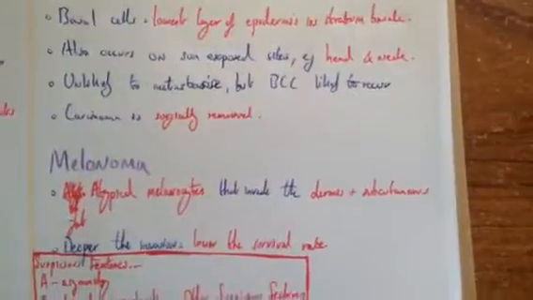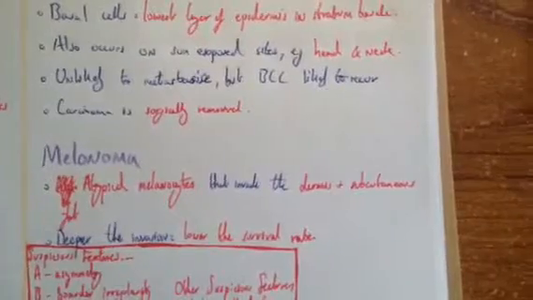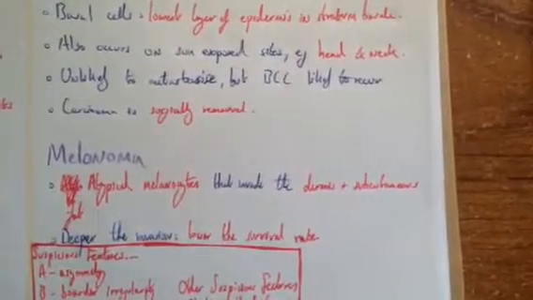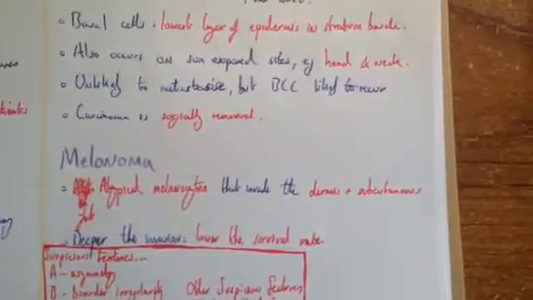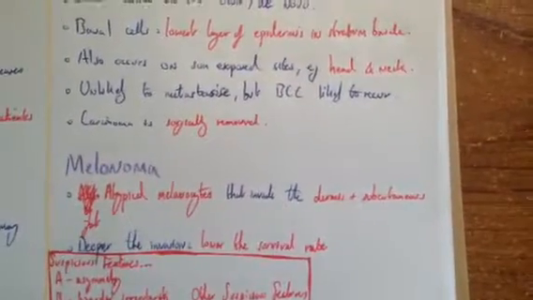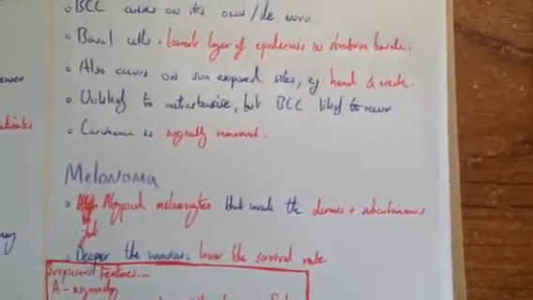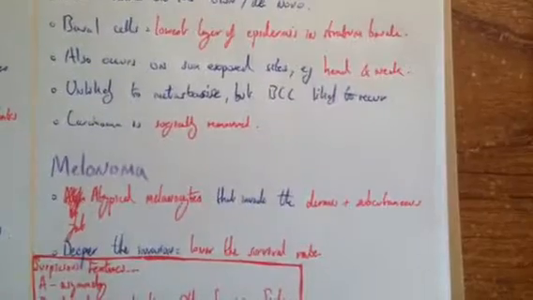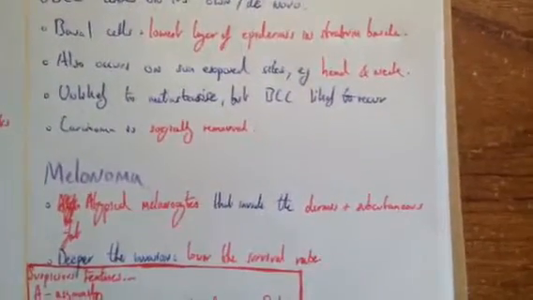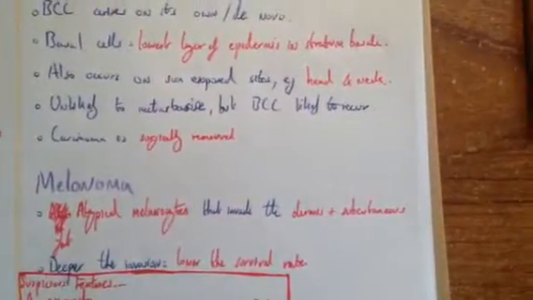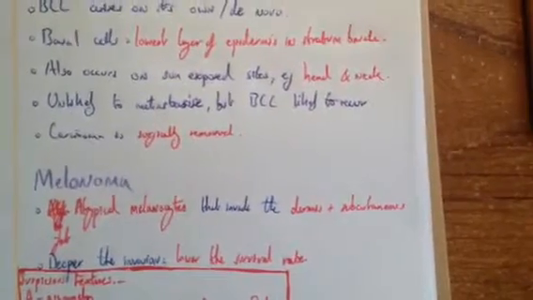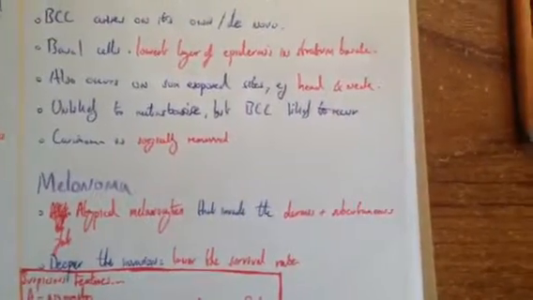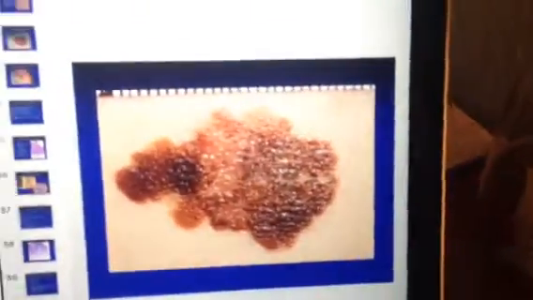Melanoma is atypical melanocytes that invade the dermis and the subcutaneous fat. The deeper the invasion, the lower the survival rate. And here is a picture of melanoma, and we have covered this before.